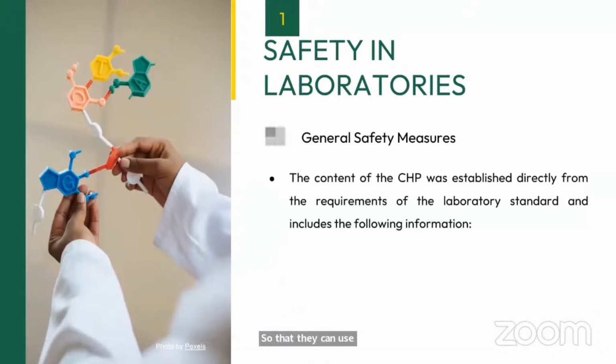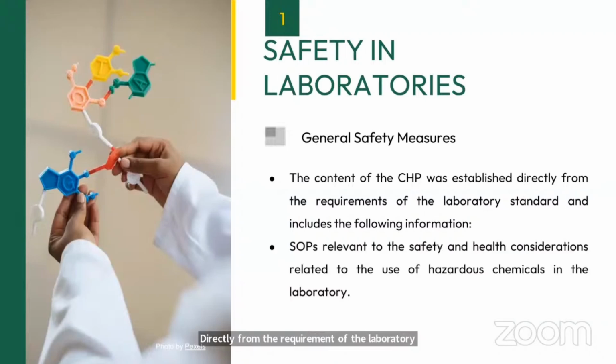The content of the chemical hygiene plan was established directly from the requirements of the laboratory standard and includes the following. What information does it include? SOPs relevant to the safety and health considerations related to the use of hazardous chemicals in the laboratory. So there should be standard operating procedures for handling these hazardous chemicals.